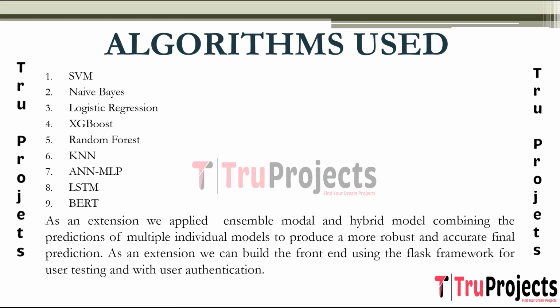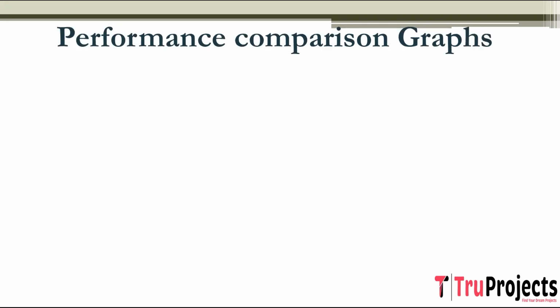As an extension, we applied an ensemble model and hybrid model that combines the predictions of multiple individual models to produce a more robust and accurate final prediction. As an extension, we also built a front-end using the Flask framework for user testing with user authentication. We have used accuracy, precision, recall, and F1 score, which are the performance metrics to evaluate this project. So here we have performance comparison graphs for all those metrics.